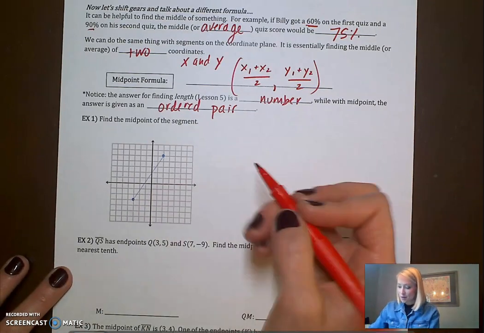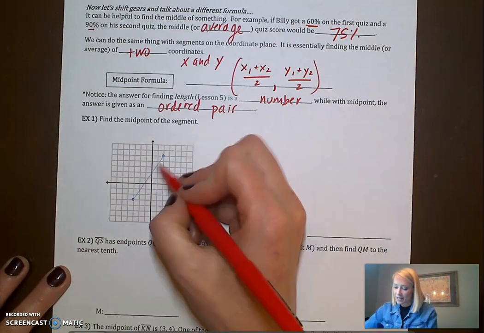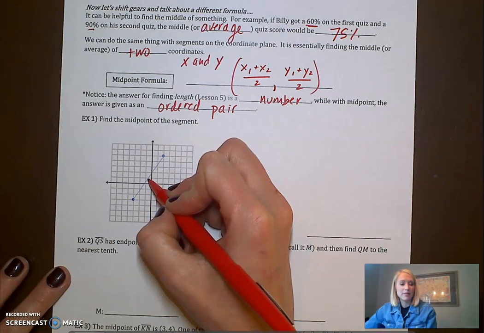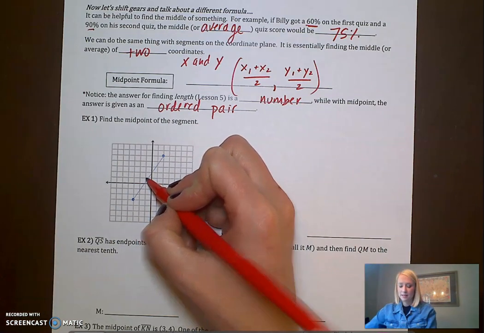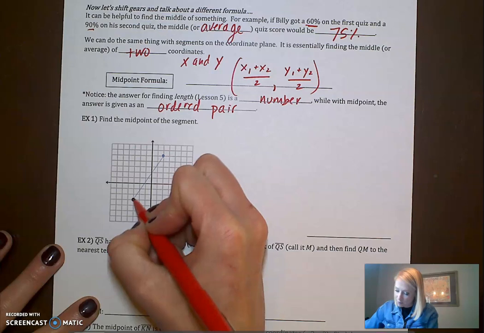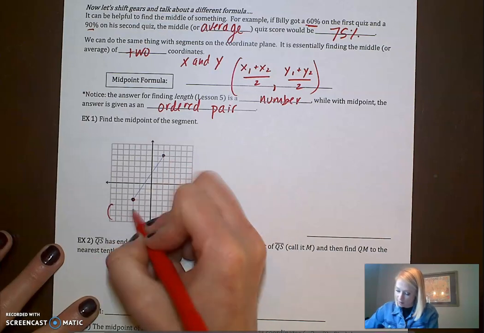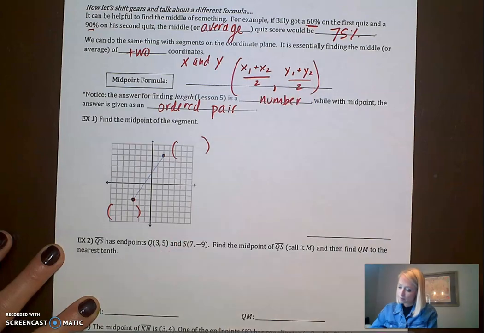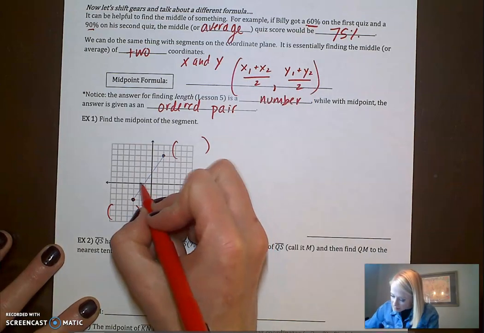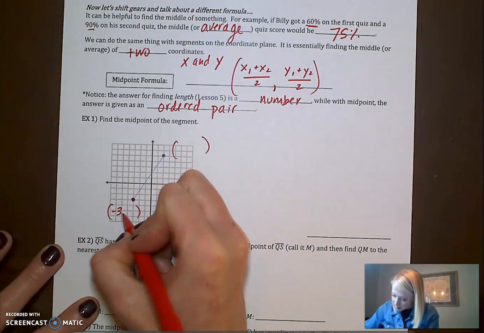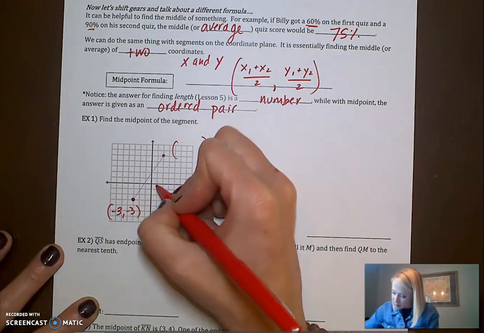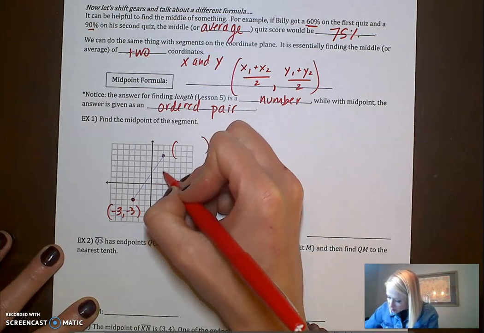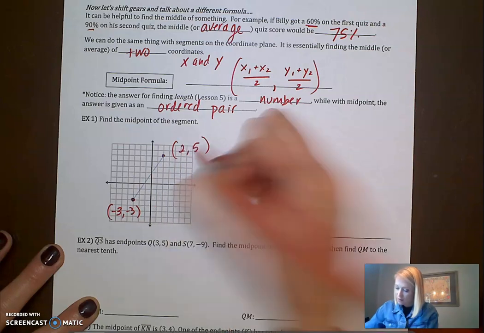So what do I do? I want to just go ahead and use the formula. I can eyeball it, the middle looks right about there, but we don't want to guess. We want to be exact. So I need to figure out what ordered pair is this, what ordered pair is that. That's where I'm going to get my x1s and y1s. So this is the ordered pair -3, -3. And this is the ordered pair 2, 5.